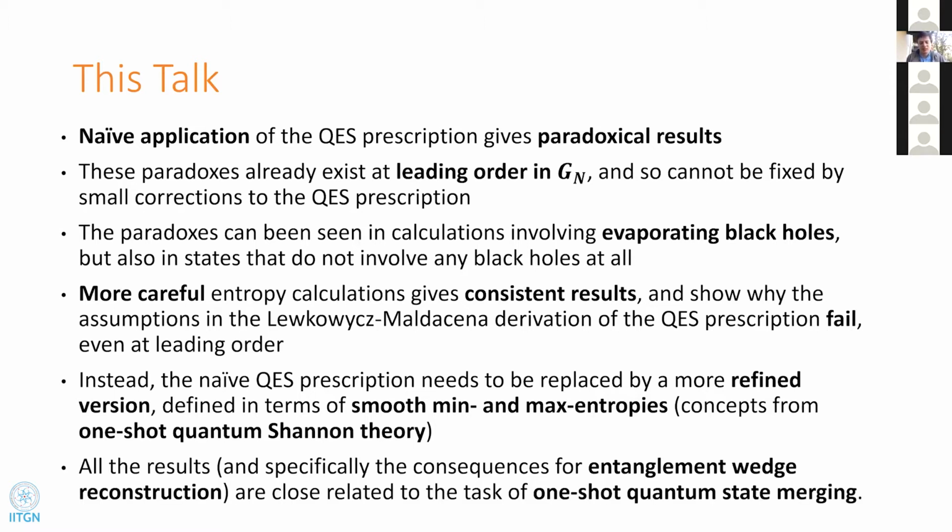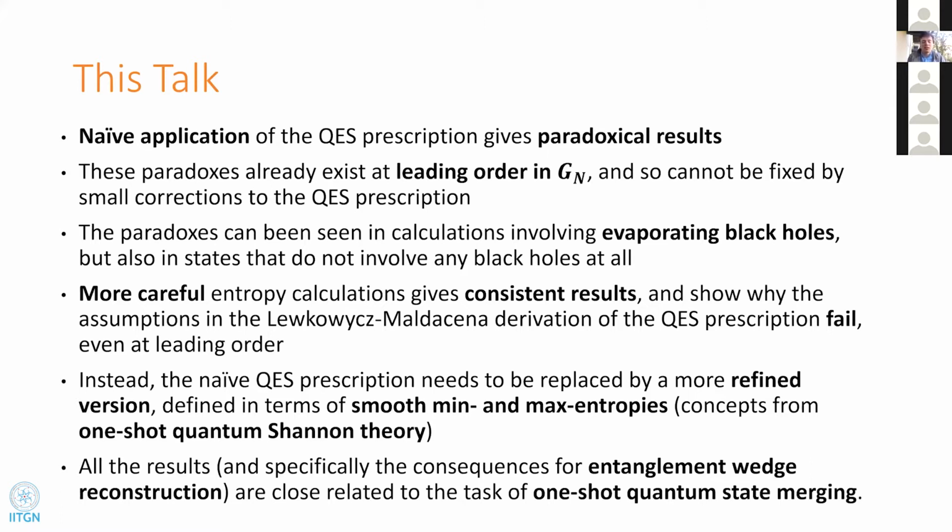And finally, we're going to see all these results, and in particular the consequences they have for the notion of when you can do entanglement wedge reconstruction. Basically, that should be defined in terms of smooth min and max entropies rather than von Neumann entropies.